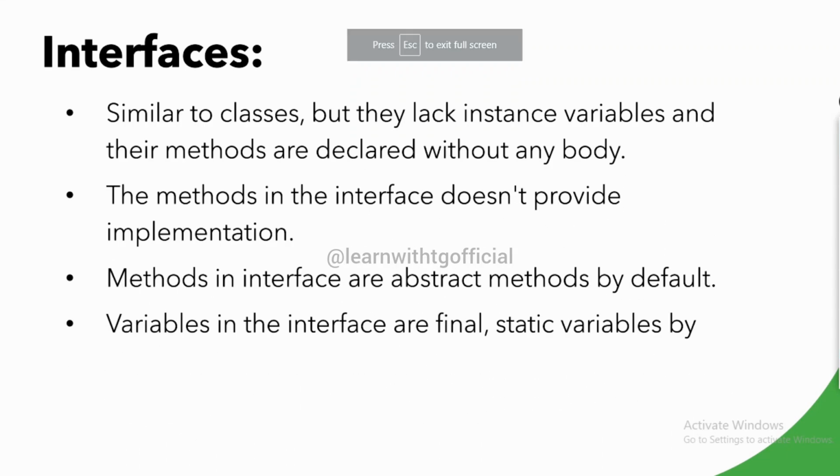Interfaces. Interfaces are syntactically similar to classes, but they lack instance variables and their methods are declared without any body. That is, the methods in the interface do not provide implementation. All the methods in the interface are abstract methods by default, and all the variables in the interface are final and static variables by default.